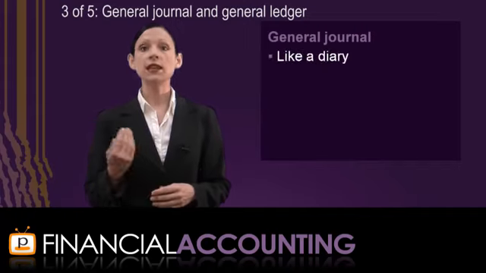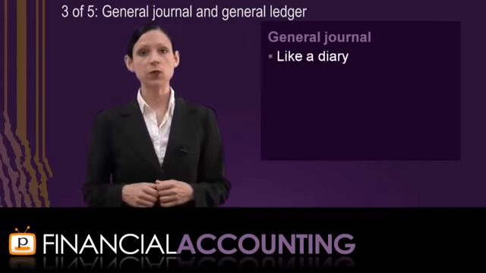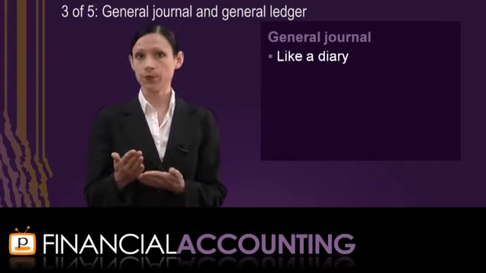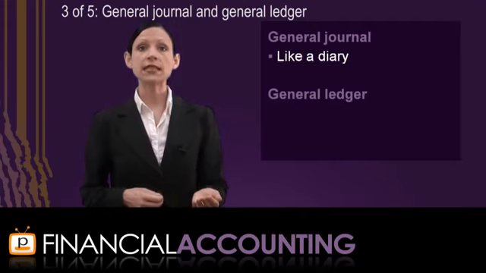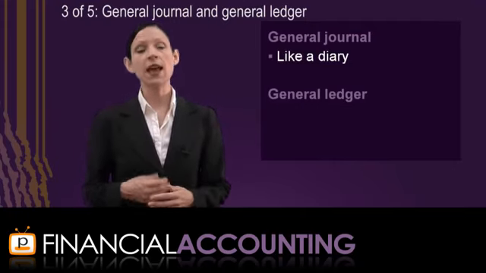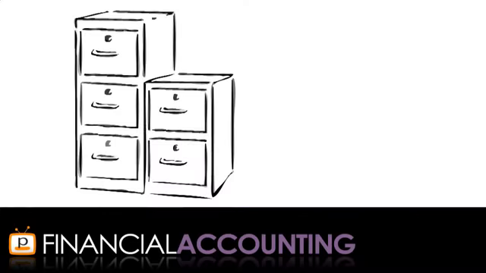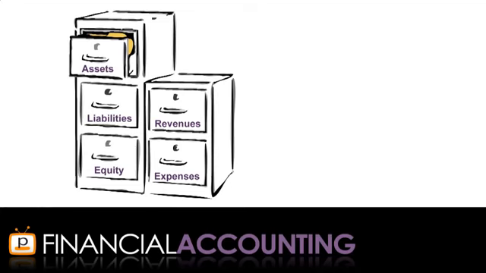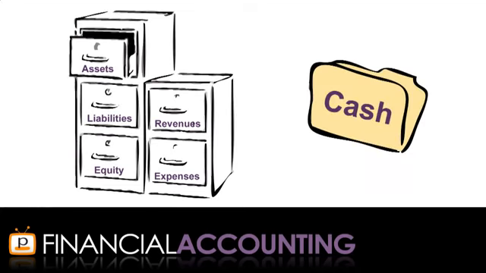The general journal is like a diary that records the transactions of the business in chronological order. The general ledger is the record that contains a collection of accounts of the business and is like a filing cabinet. The drawers represent the elements of financial statements, such as assets or expenses, while the files within each drawer represent specific accounts, such as cash or advertising expense.